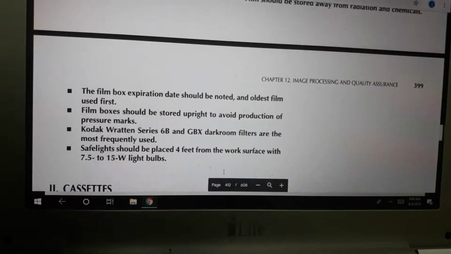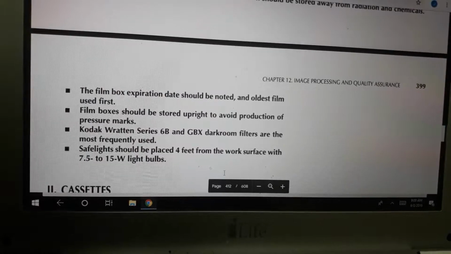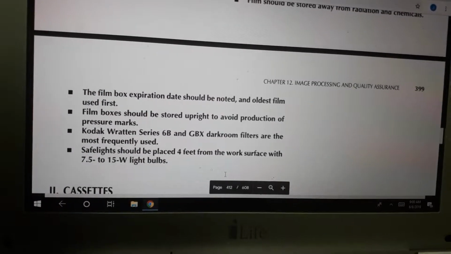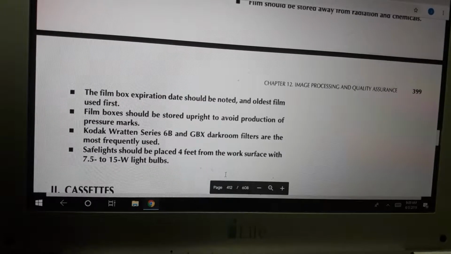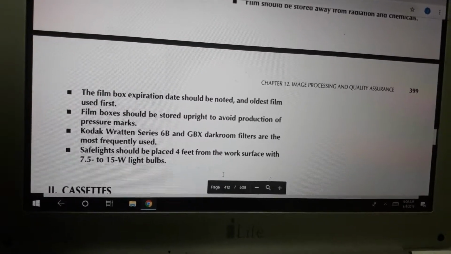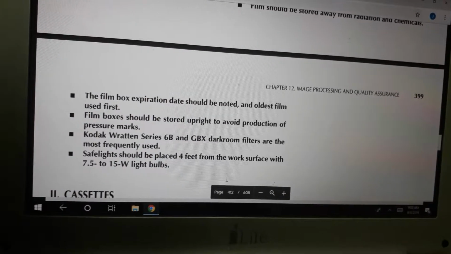The film's expiration date should be noted and old film used first. Film boxes should be stored upright to avoid production of pressure marks.